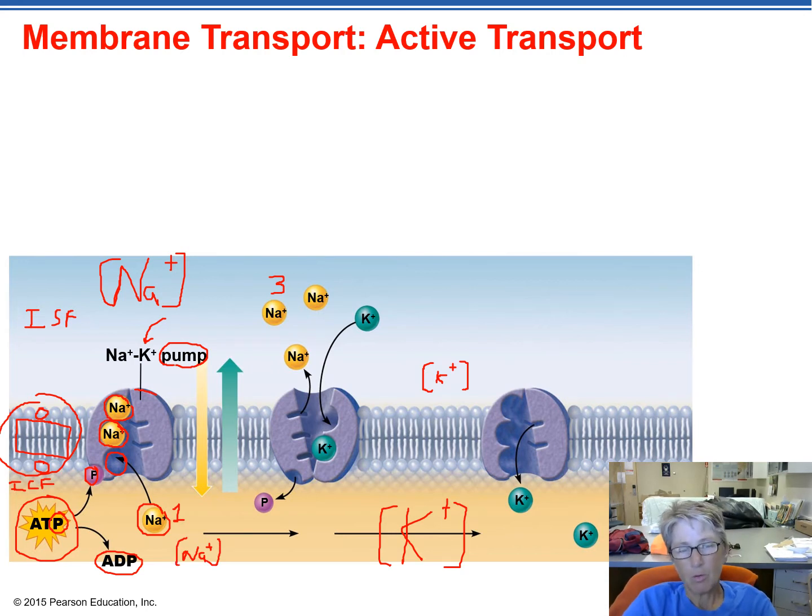And so this sodium-potassium pump will pump sodium out and potassium in at the same time. And it needs ATP to do that. And that's what it shows in the cartoon.